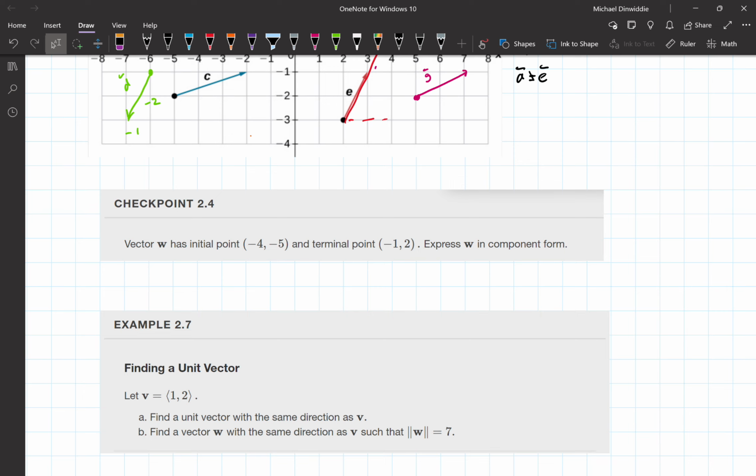It says vector W has the initial point -4, -5. There we go. And it has a terminal point somewhere up here, -1, 2. There's no coordinate system here. I'm just kind of making things up, so apologies in advance. But we just have something here, and obviously we've got a vector right here.